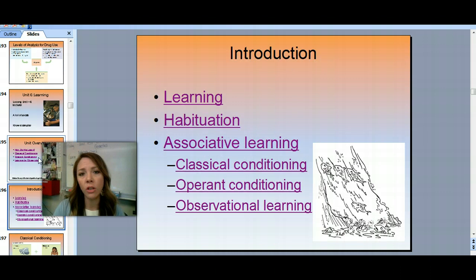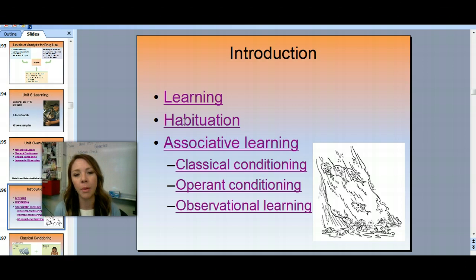So remember that learning is a change in behavior, right? When you learn something, it's a change in behavior. Habituation, these are just a list of vocab, but habituation is making a habit of something, which makes the learning happen faster. So it becomes a habit. You can think of those things that you learned very early on that are just habits for you, like raising your hand. And we'll talk about the process of habituation, or how fast things become habits.